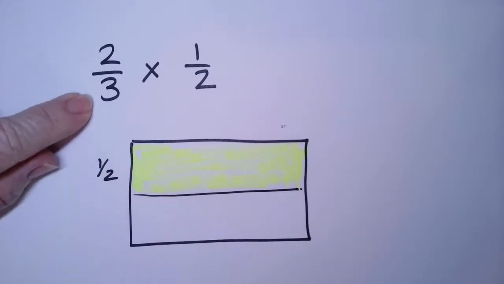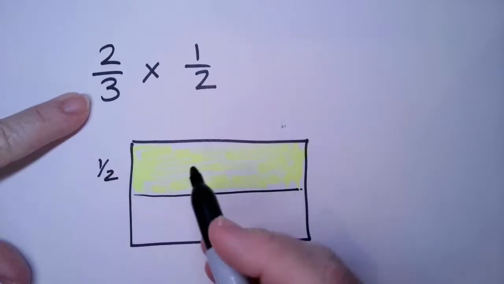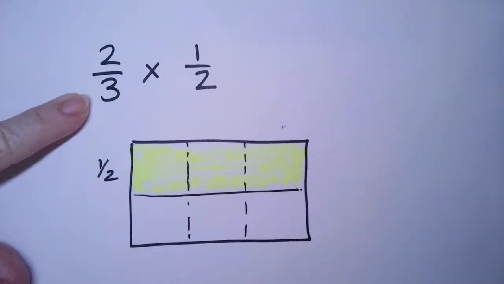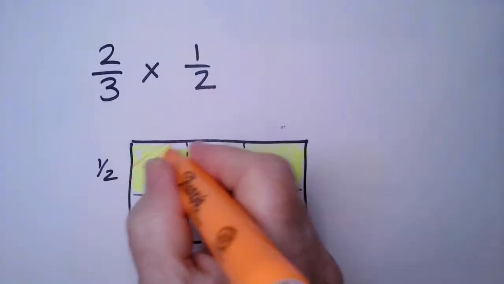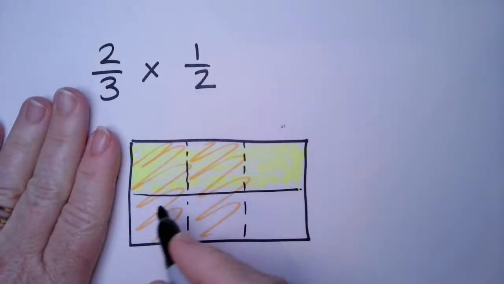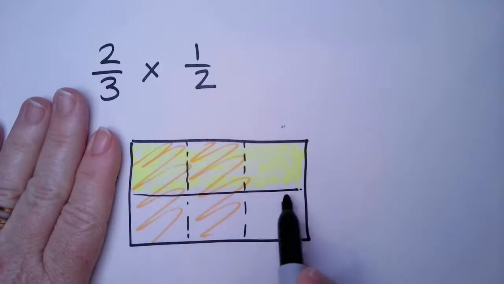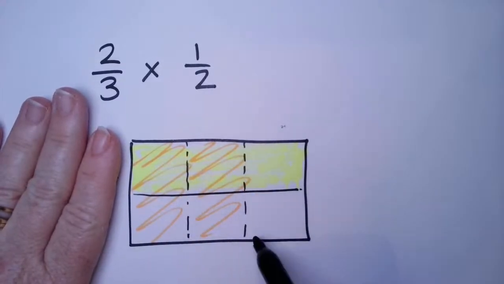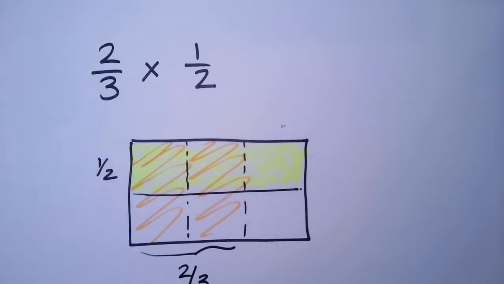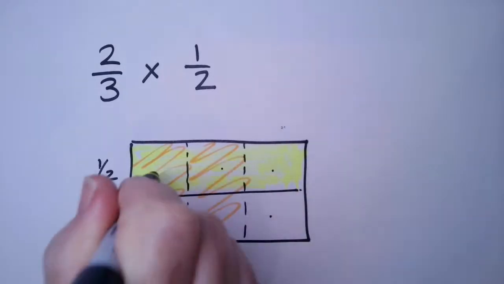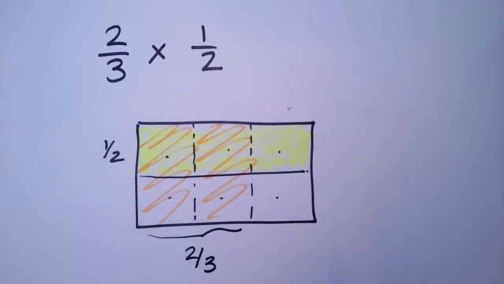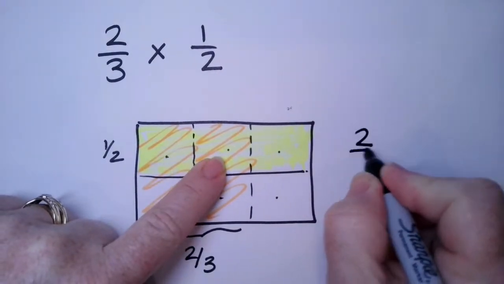And then 2/3. What did you do here? Did 1, 2, 3. And then you colored in 1, 2. So we're just looking at the whole again and ignoring the yellow and this line here, and just overlaying a 2/3 model on top. So how many do we have? 1, 2, 3, 4, 5, 6. How many have 2 colors? Yeah, only 2, right? So 2 out of 6.